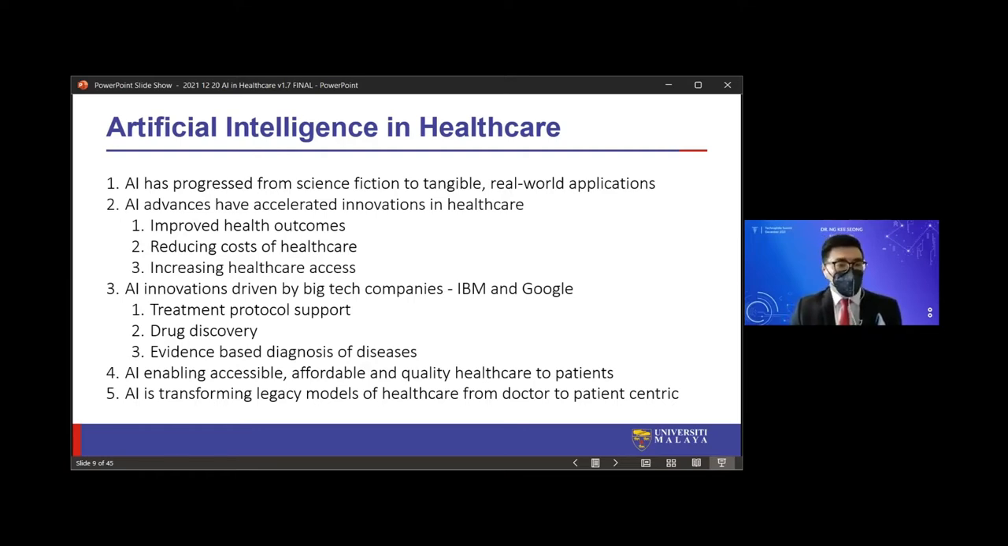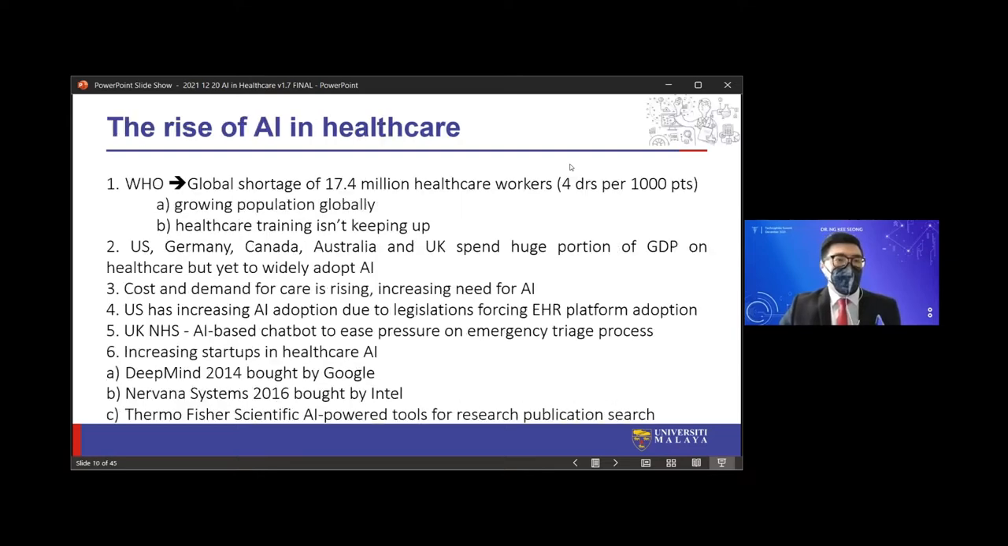More importantly, it's starting to transform legacy traditional models of healthcare, from doctor-centric to patient-centric in the first place.